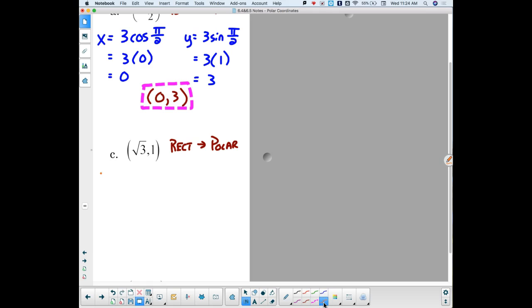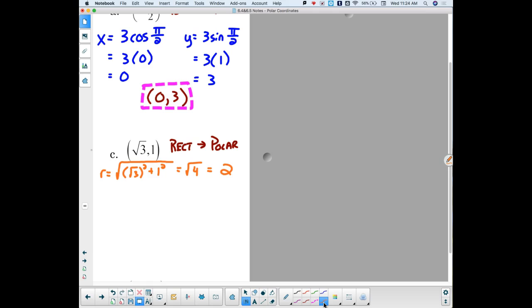Okay, so r is going to equal the square root of 3 squared plus 1 squared. Square root of 3 squared, anybody? 3. 1 squared? 1. 3 plus 1? 4. Square root of 4? 2. Okay. That gets me r. Now what?